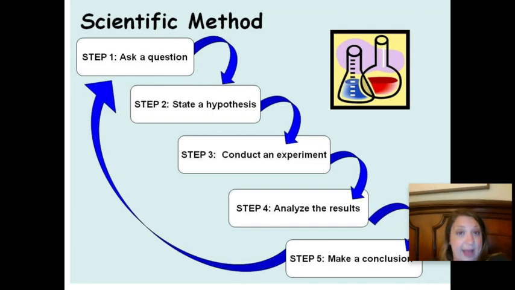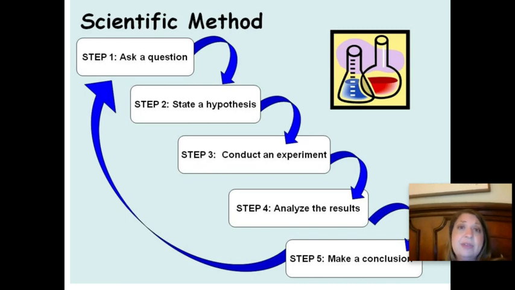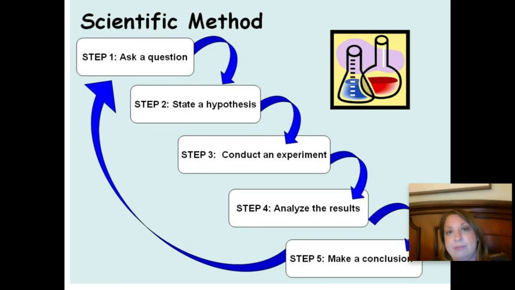All right. So here are your steps to the scientific method. First, you ask your question. What is it that you want to find out? So in Galileo's case, he would have asked, is the sun the center of the universe? And then you state your hypothesis. So he would have stated, I believe that the sun is the center of the universe.